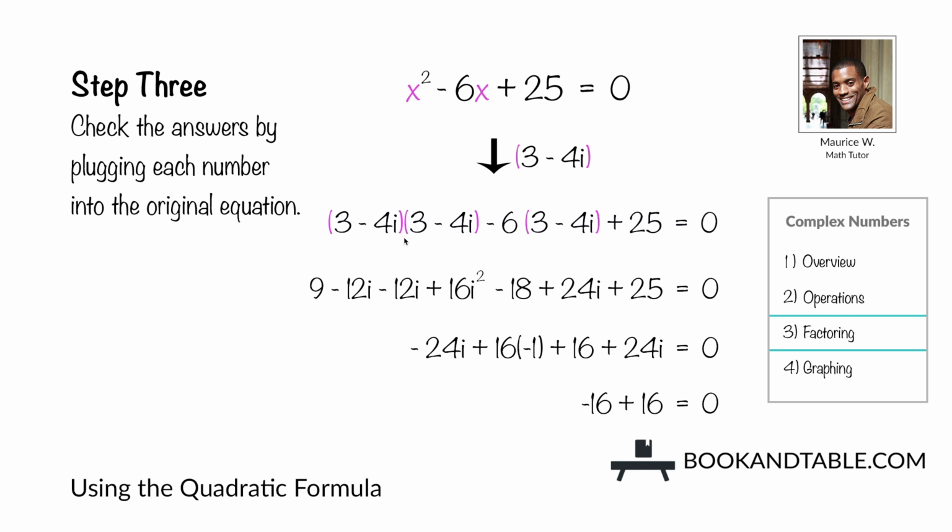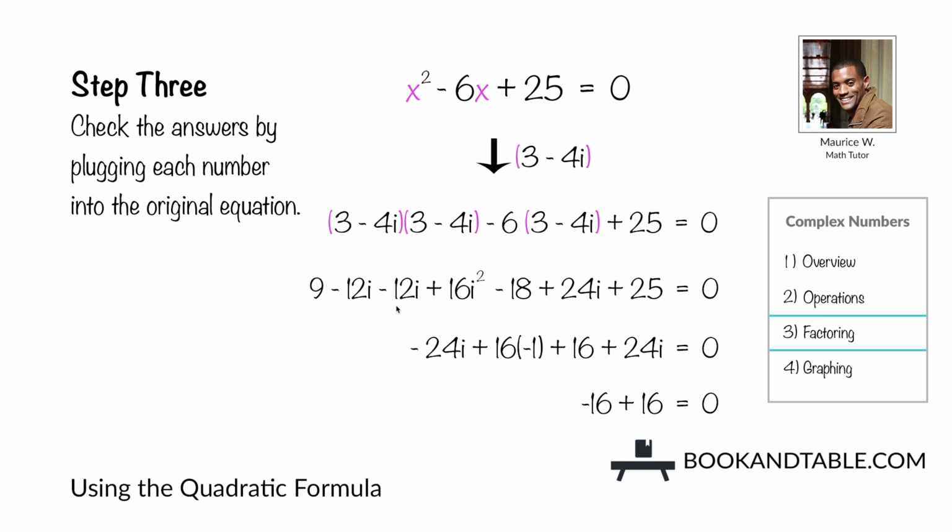We'll use the FOIL method to expand our x squared. 3 times 3 is equal to 9. 3 times negative 4i is negative 12i. Negative 4i times 3 is negative 12i. And negative 4i times negative 4i is 16i squared. Negative 6 times 3 is negative 18. Negative 6 times negative 4i is positive 24i. Plus 25 is equal to 0.